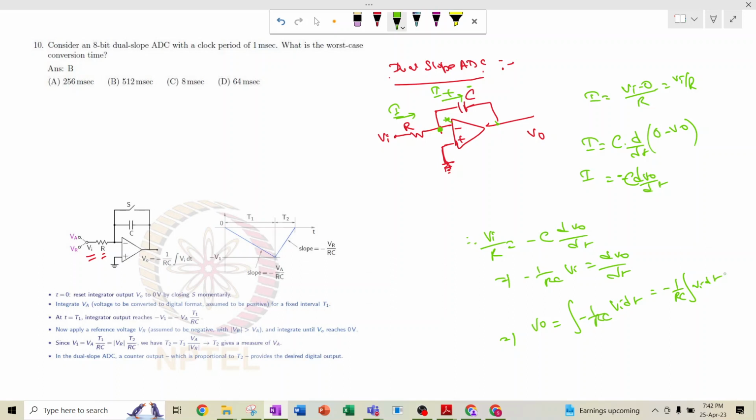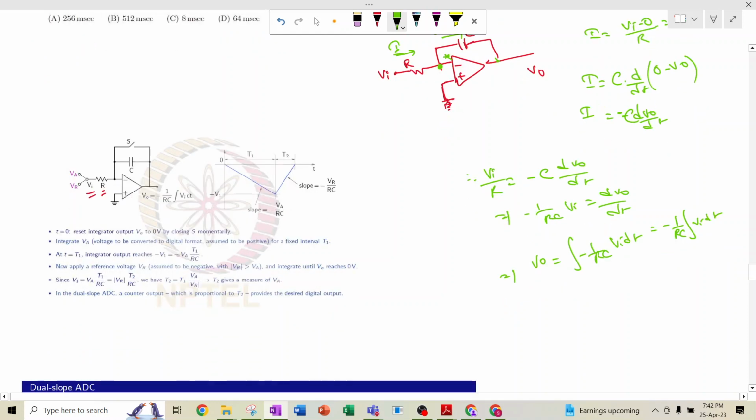Okay, so this is the thing. So that means this output will be minus 1 by RC integration of Vi dt. So whatever is the Vi, that will be integrated over the time, and that will be the output.